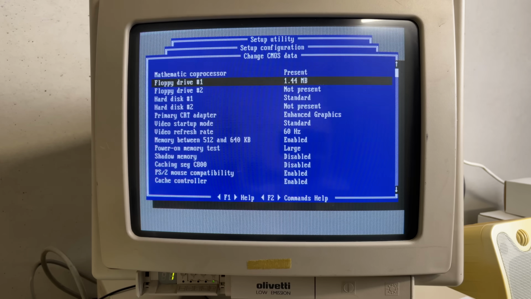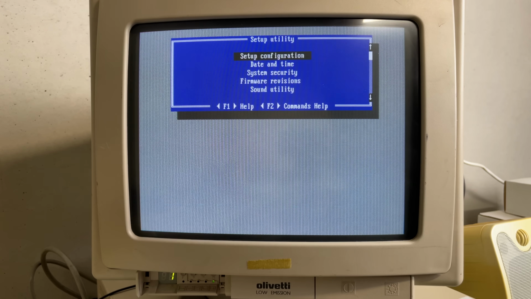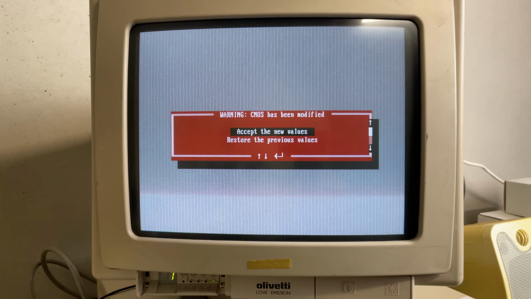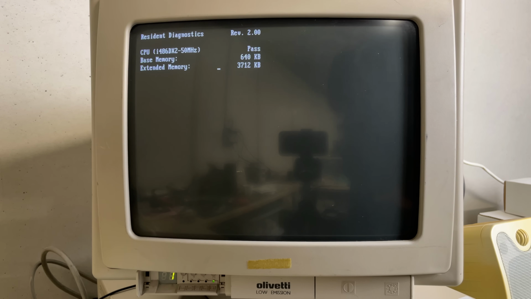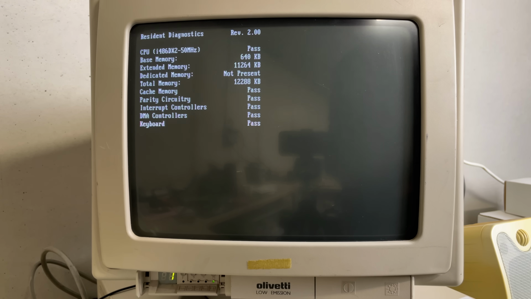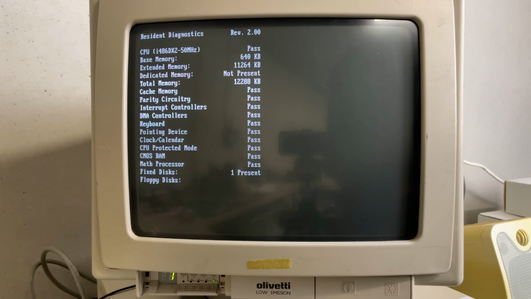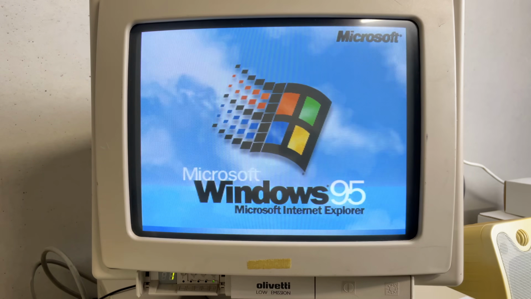So all that we can do now is configure our CMOS data so that it complies with the stuff which is in the computer and see if we can actually boot the computer. So I'm just going to accept the new values and restart the computer. It's doing its memory count again, base memory, extended memory, and then hopefully it will boot into some kind of operating system. And indeed she does, a Dutch version of Windows 95 with Microsoft Internet Explorer.